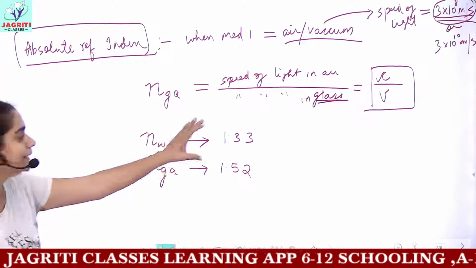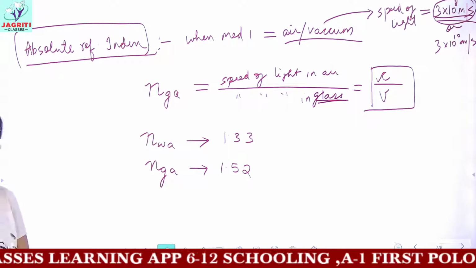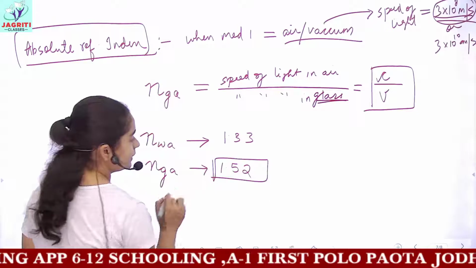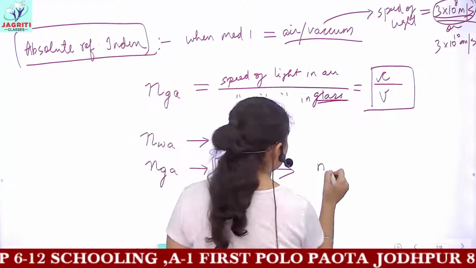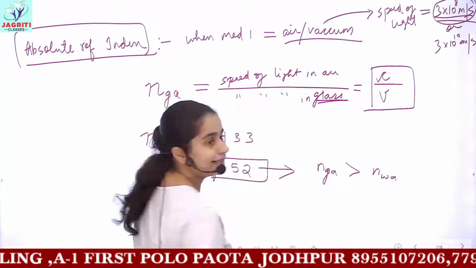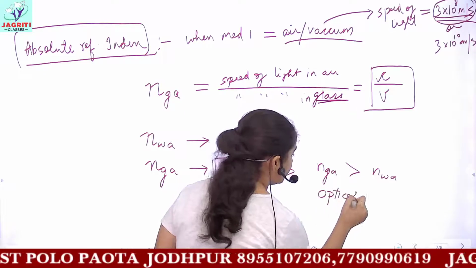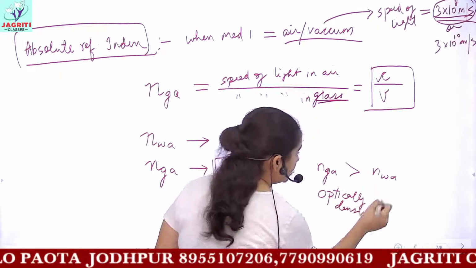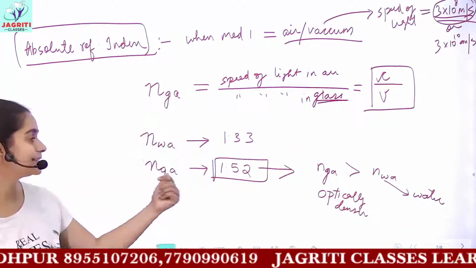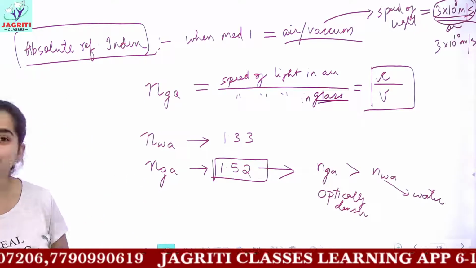So by observing the refractive index of two media, you can calculate which medium would be optically denser and by how much. Here, the more the value of refractive index, as we can see that the refractive index of glass is greater than that of water, we can say that glass is the optically denser medium compared to water. Water is optically rarer in this case compared to glass. So this completes the topic of refractive index.